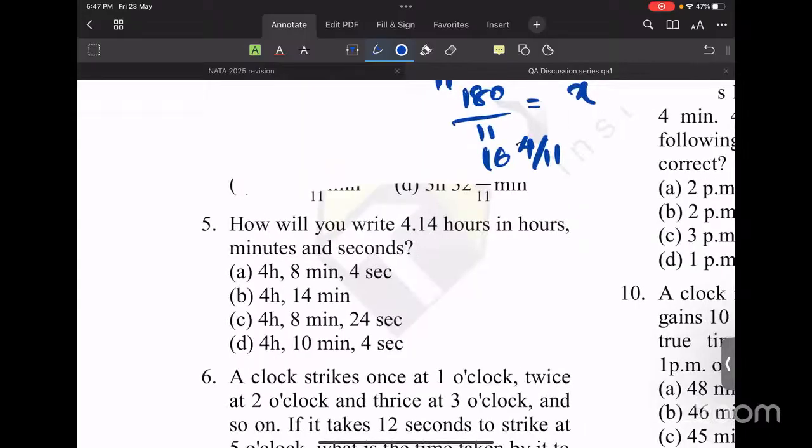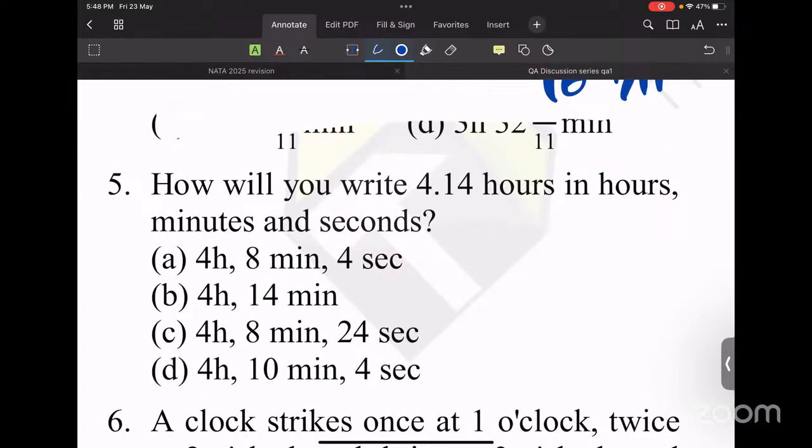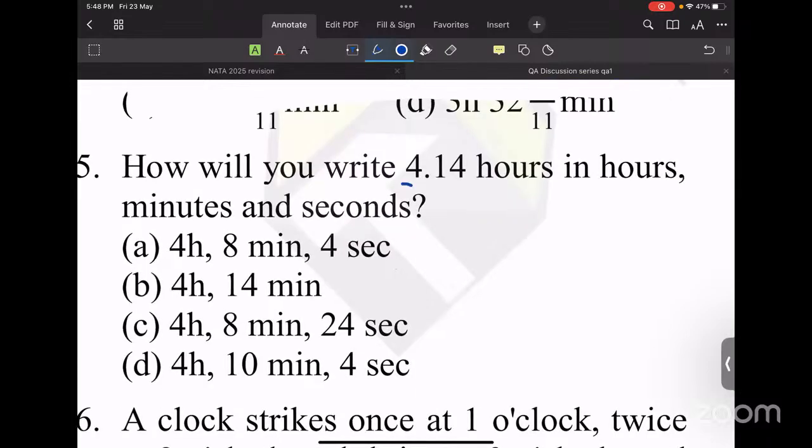Okay, usual common error areas. Actually, I'm going to address common error areas only, and the connected questions were mainly focused on common error areas. How will you write 4.14 hours in minutes and seconds? I'm looking forward to your answers. So all are connected questions. I'm not at all going to ask anything new. All are connected questions.